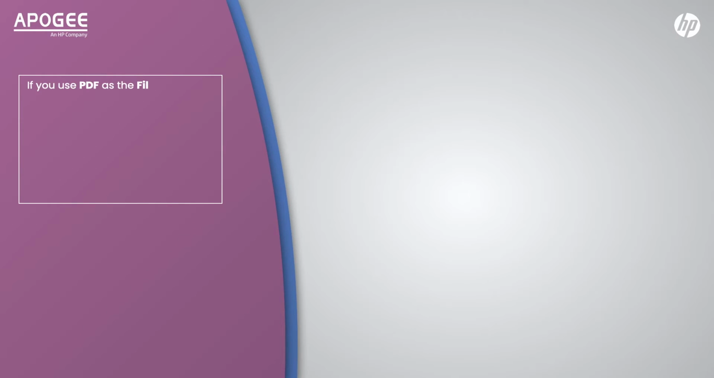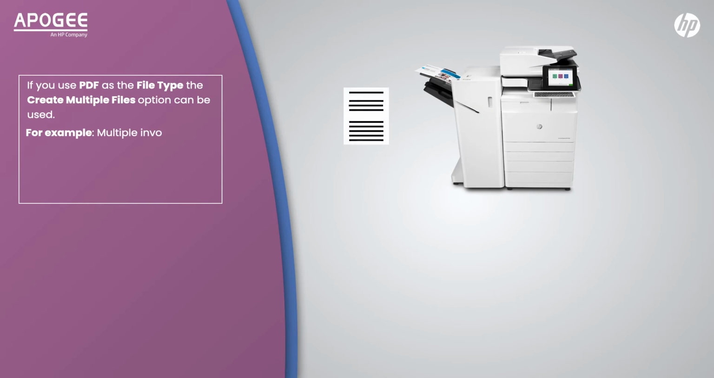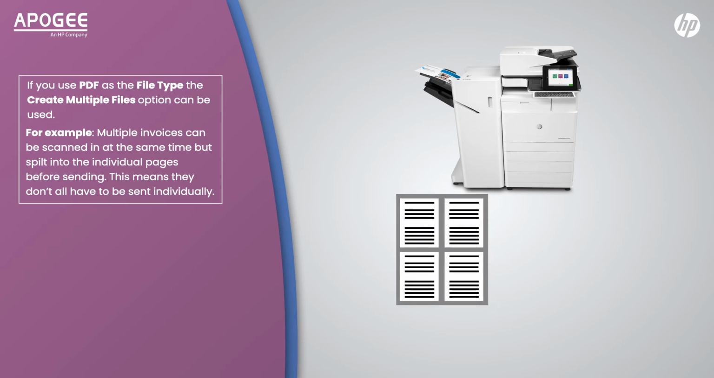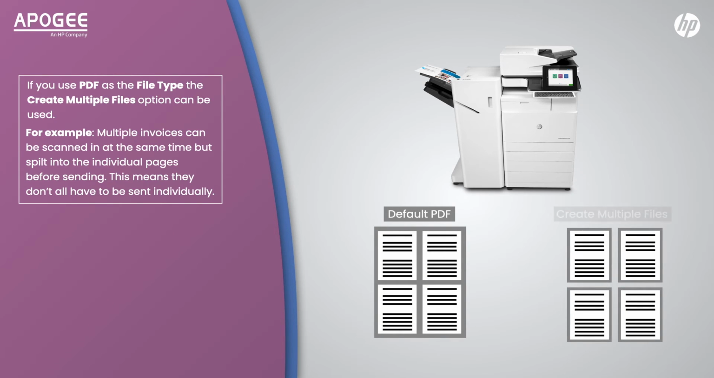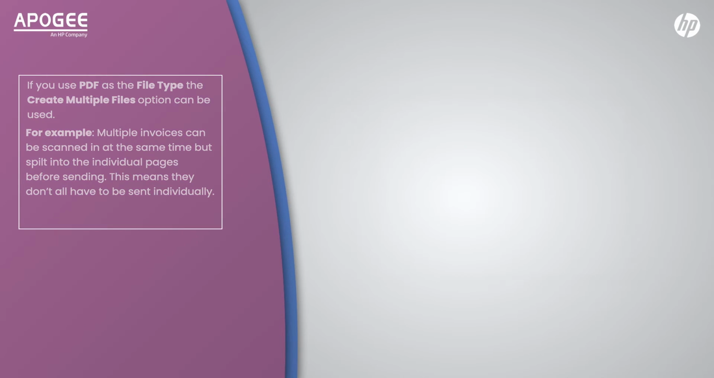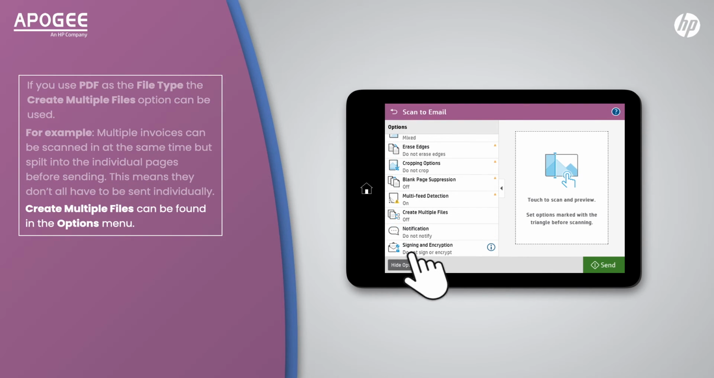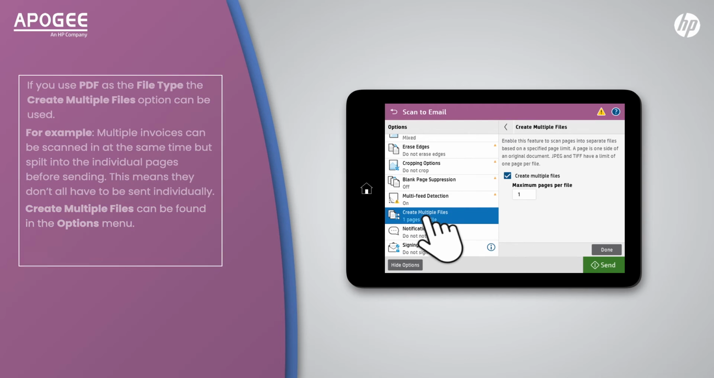If you use PDF as the file type, the Create Multiple Files option can be used. For example, multiple invoices can be scanned in at the same time but split into the individual pages before sending. This means they don't all have to be sent individually. Create multiple files can be found in the Options menu. Select the maximum pages per file you want in a file, then tap Done.